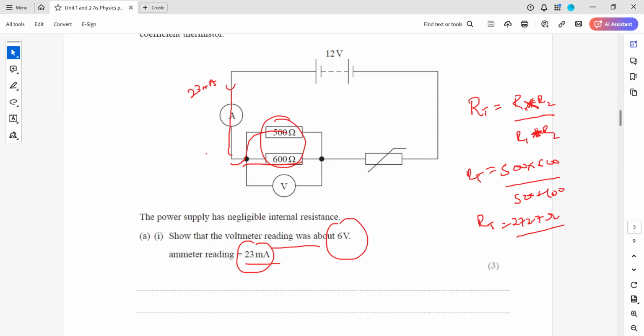And we know the total current is 23 milliampere. So we can work out the voltage, V equals IR. So 23 milliampere means 23 into 10 to the power minus 3, and the combined resistance is 272.7. When you multiply, you get 6.27 volts, which is about 6.